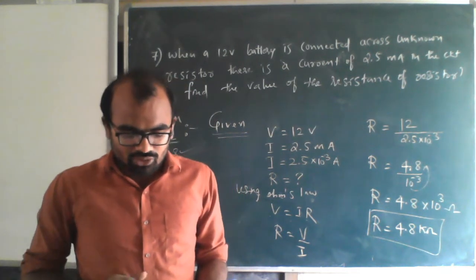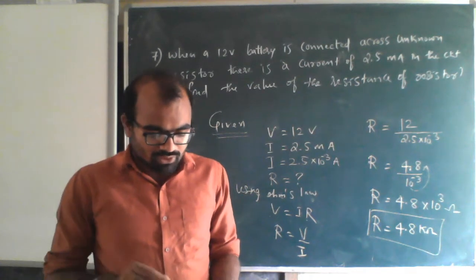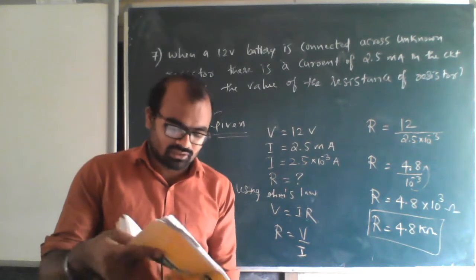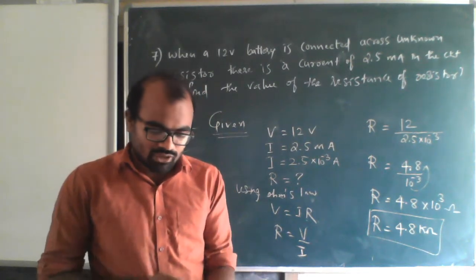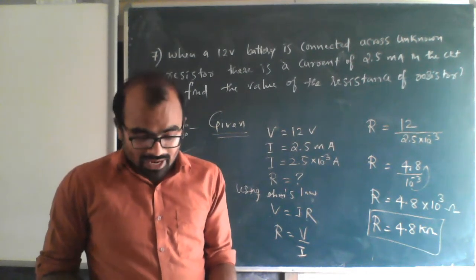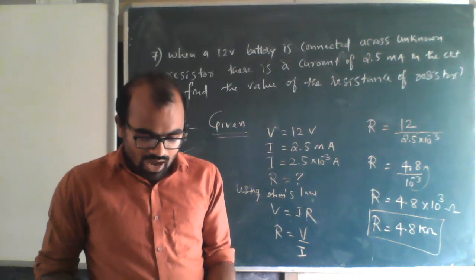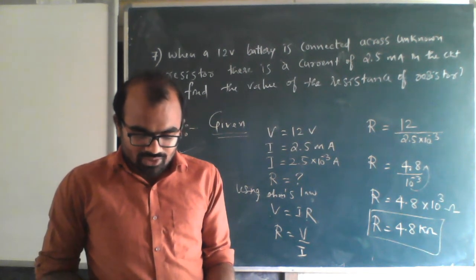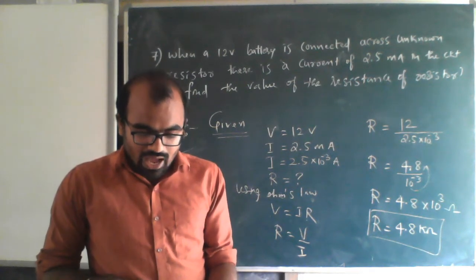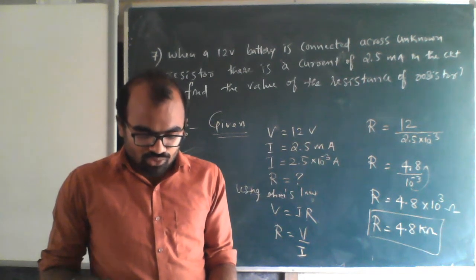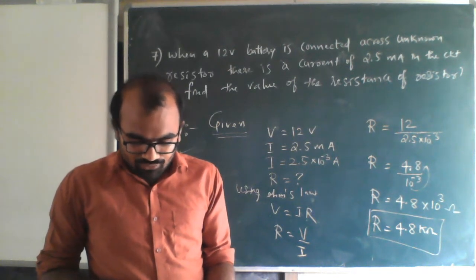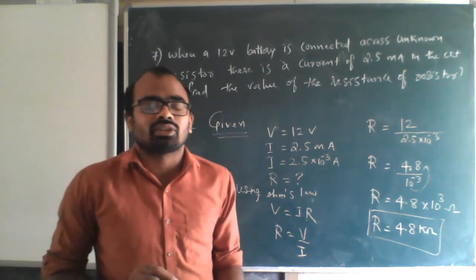Use the data in table 12.2 to answer the following. Please open this book and read them. Which among iron and mercury is a better conductor? Which material is the best conductor? See, for iron and mercury we use table 12.2. Iron has resistivity of 10.0 into 10 to the power minus 8, and mercury has 94 into 10 to the power minus 8.